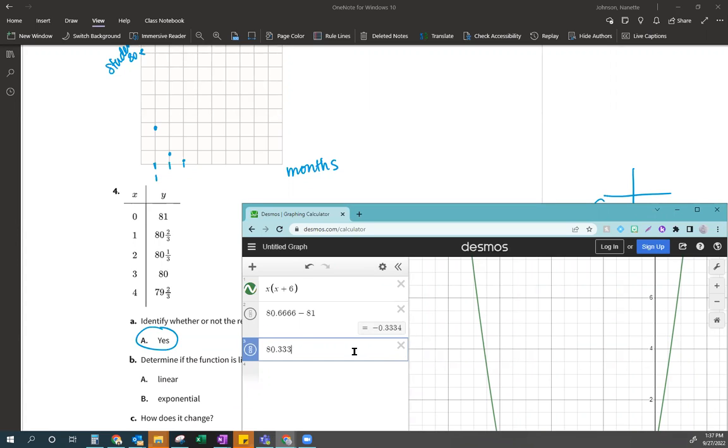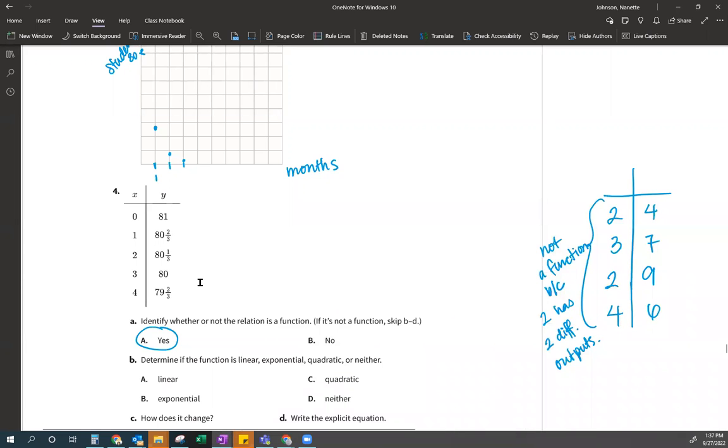And I'll do the same thing. So 80.3333 minus 80.666. Oh, look, it's the same number. But Ms. Johnson, it's off by 1. Yeah, I know. It's going to be off a little bit because it rounds it. So it's still minus 1/3. So this is me minusing 1/3. So here, minus 1/3, minus 1/3. Which again, that should tell you something.